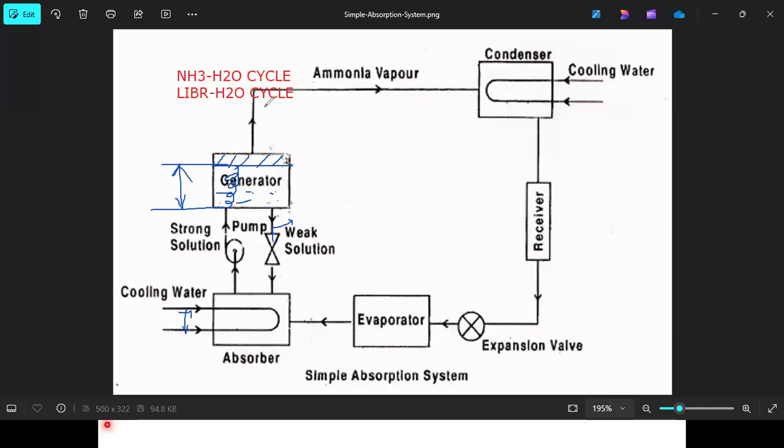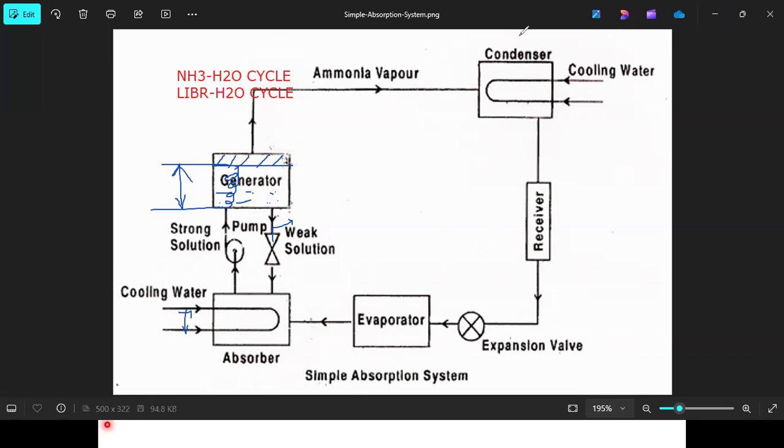And the main advantage of this VAR cycle is the lesser power consumption. So I will explain why we face this lesser power consumption by implementing this kind of VAR cycle after we complete the VCR cycle. Okay, now clear? Then once again, as in the case of the LiBr H2O cycle, it's like vice versa.